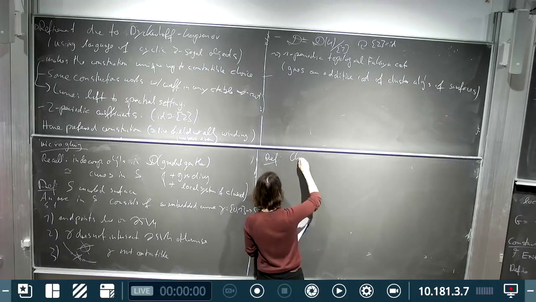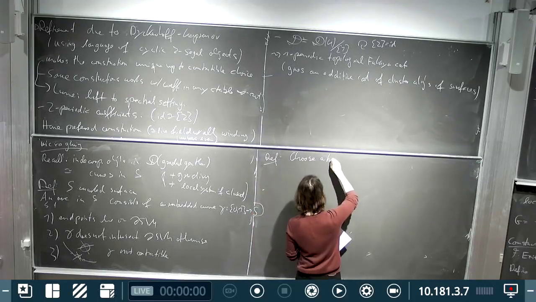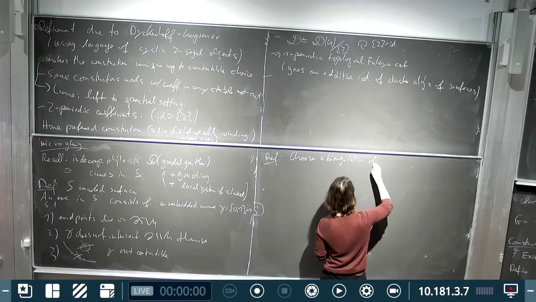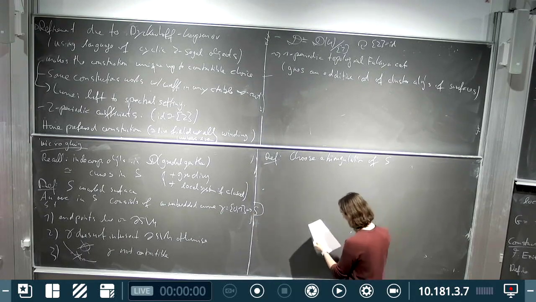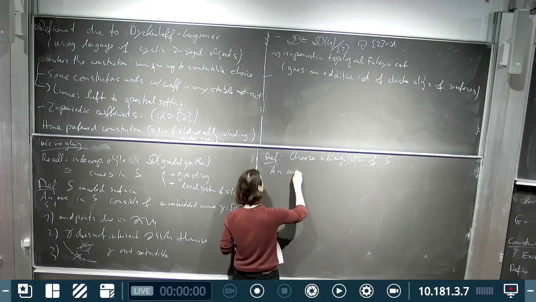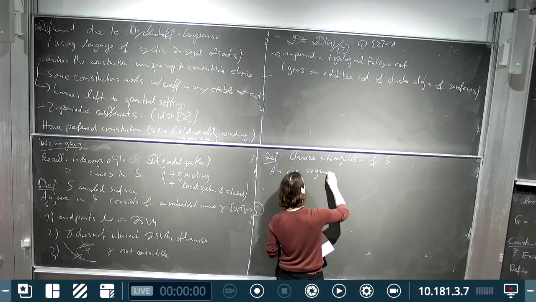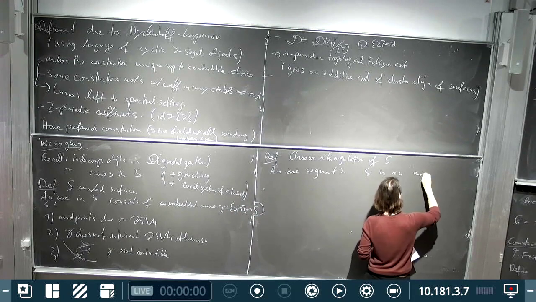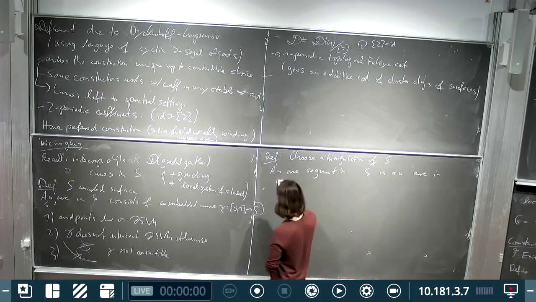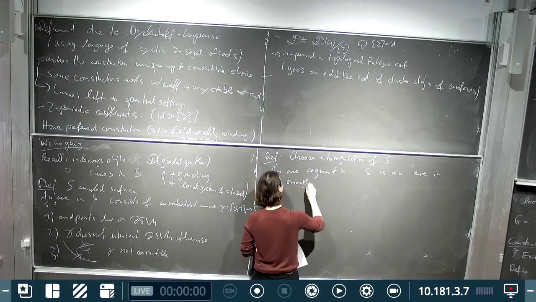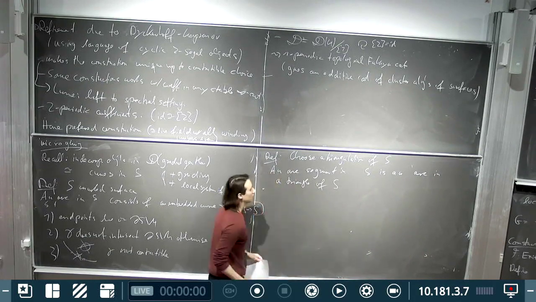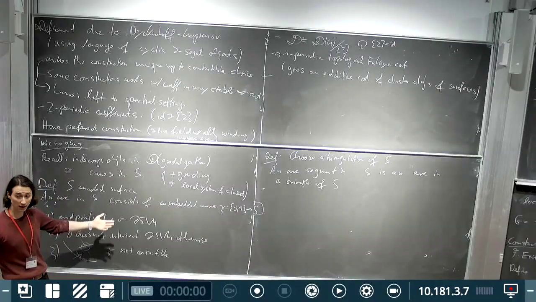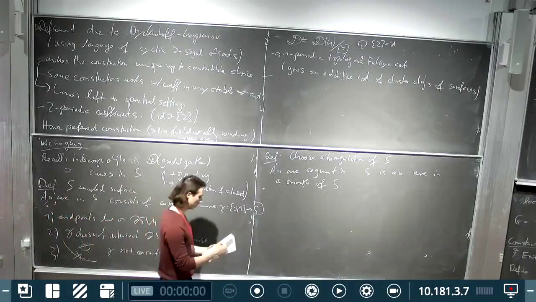Another definition: what's an arc segment? Choose a triangulation of S. Then an arc segment in S is an arc in a triangle. So it's basically the same conditions, except that the endpoints don't lie on the boundary necessarily, but they lie on one of these triangles of the surface.